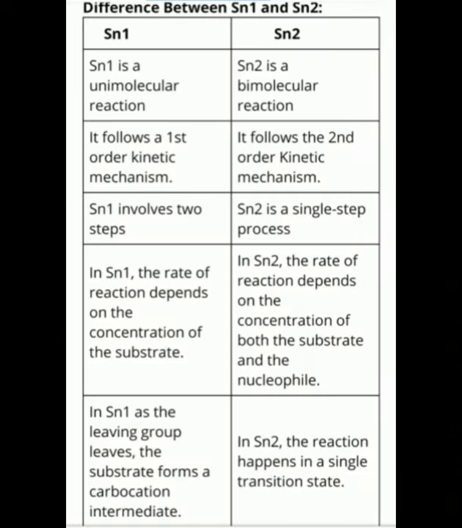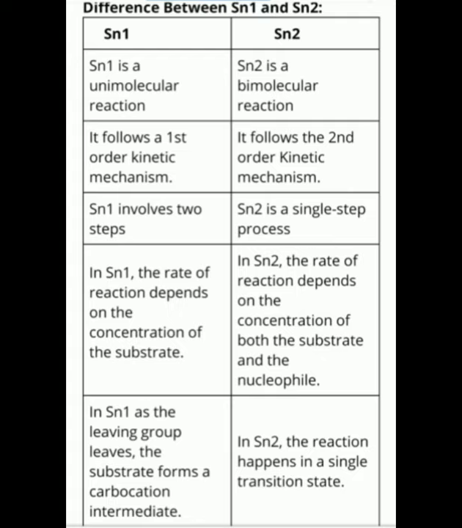First of all, we see the difference between SN1 and SN2 reaction. SN1 is a unimolecular reaction, whereas SN2 is a bimolecular reaction. SN1 follows a first order kinetic mechanism. SN2 follows a second order kinetic mechanism. SN1 involves two steps, whereas SN2 is a single process.